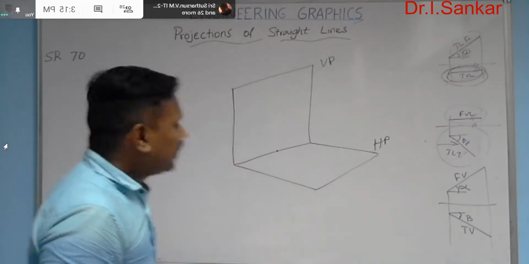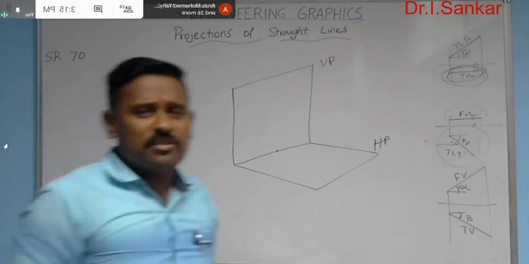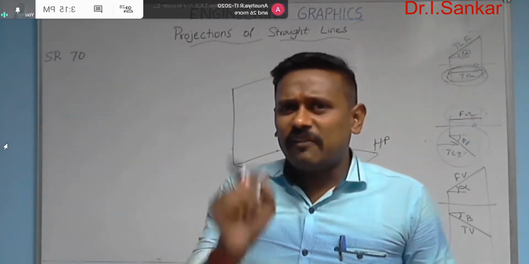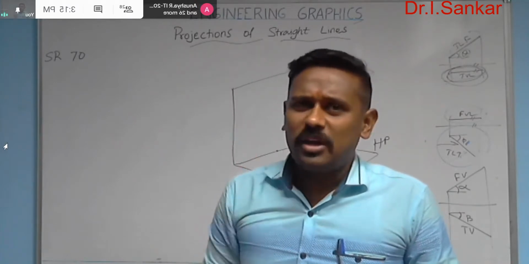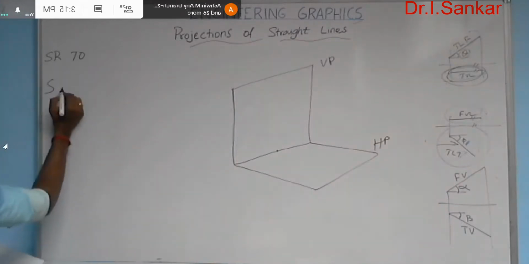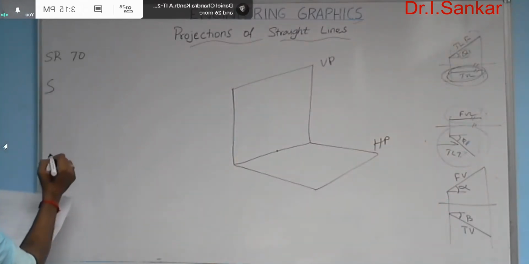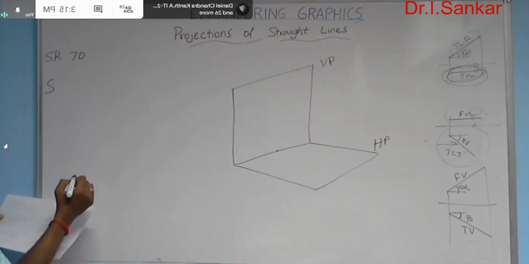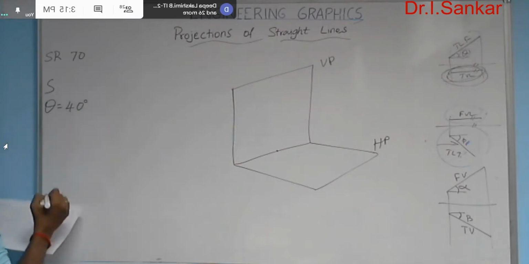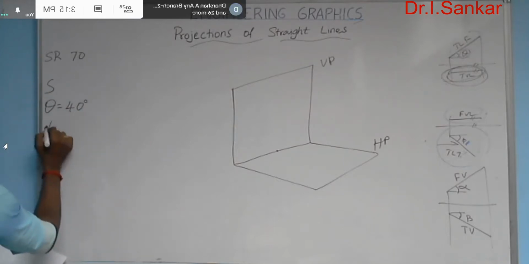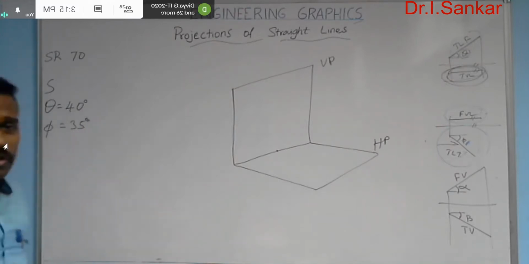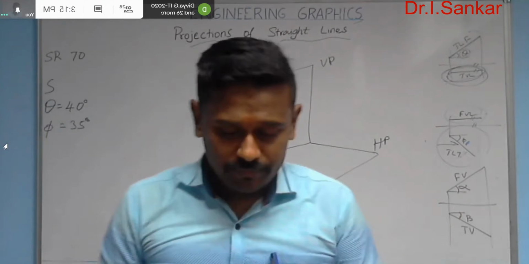So in the current problem, the SR 70 mm length line has its end S in the reference line. It's contained in both HP and VP. In this way, you have to note it. So S location is given in words, and the line is inclined at 40 degree to HP, theta 40 degree, and 35 degree to VP, phi 35 degree. So these are all the given data. So you need to draw the front and top views of the line. So let me do.